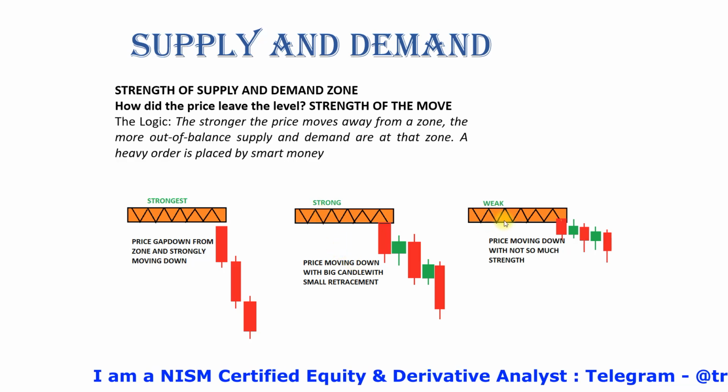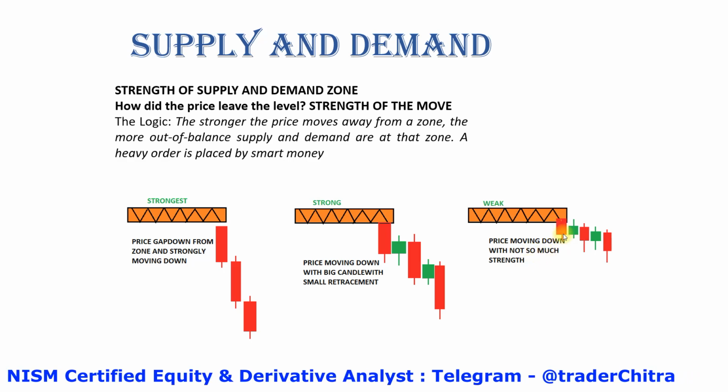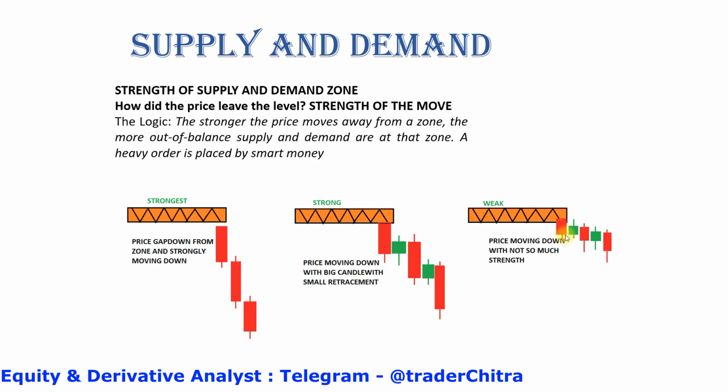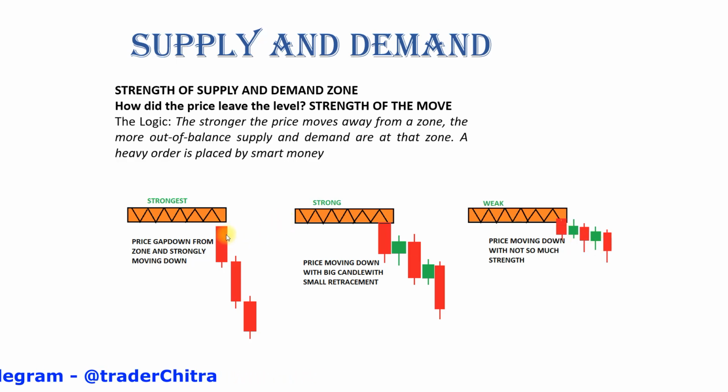This is weak. Why? Because the price is moving down without so much strength, because there is very little strength here, because this red candle is very small, and after that we can see there is a green candle, then the red candle, again a green candle. There are so many retracements happening. So this is a weak move. This is the strongest because we cannot see any green candle in this fall.